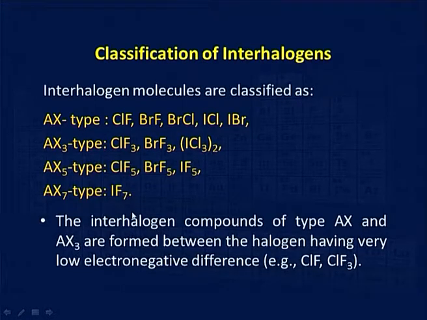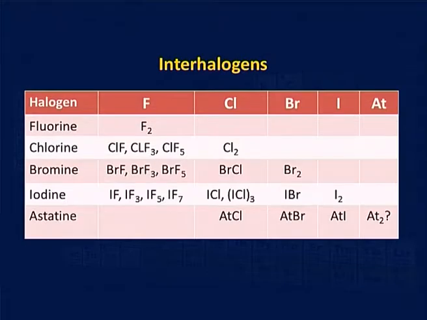The interhalogen compounds of type AX and AX3 are found between halogens having very low electronegativity difference, particularly between chlorine and fluorine. These are again the examples of interhalogen compounds of fluorine, chlorine and bromine, and compounds with chlorine, bromine and iodine are formed.